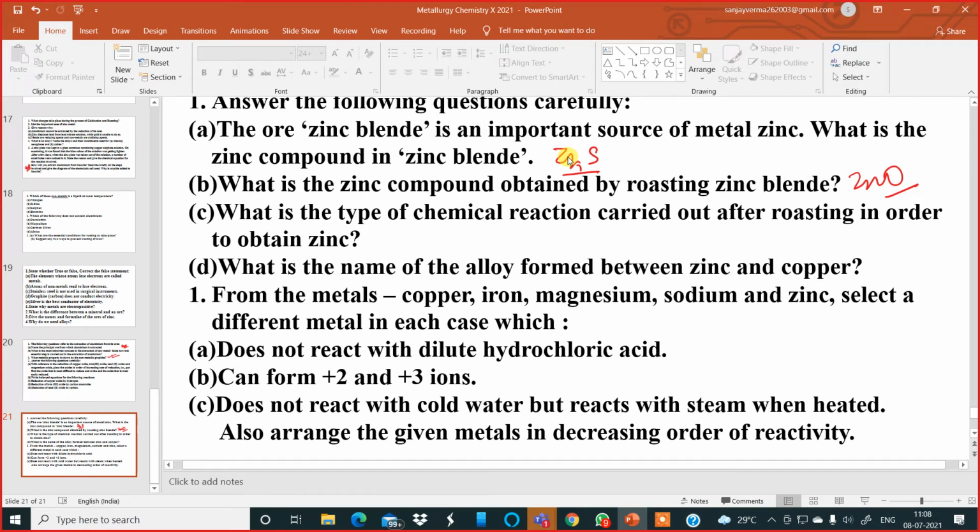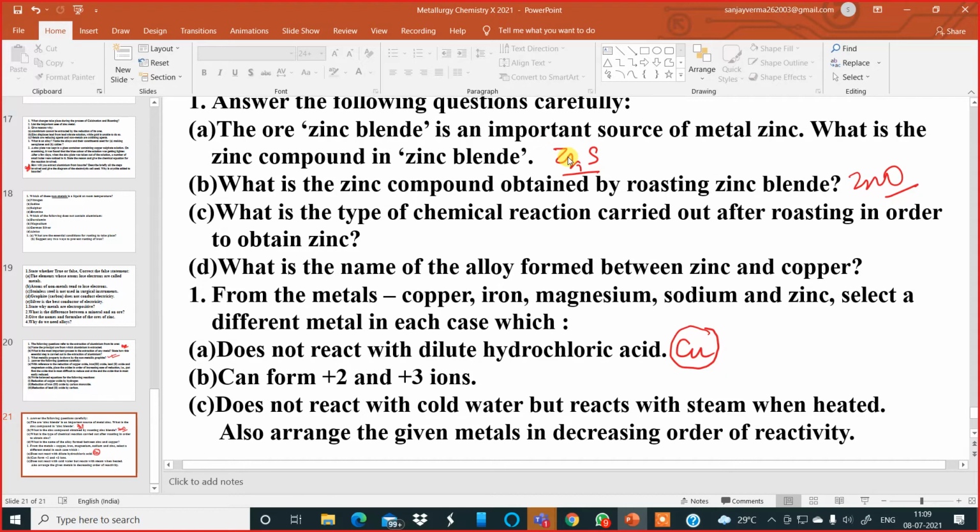From the metals copper, iron, magnesium, sodium, and zinc, select a different metal in each case which does not react with dilute hydrochloric acid. Which one does not react with dilute hydrochloric acid? Which one? Tell me the answer. Yes? Which one does not react?